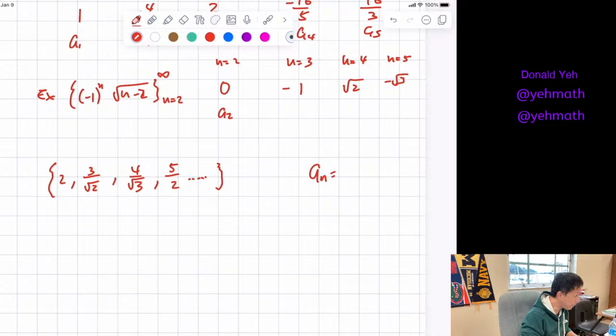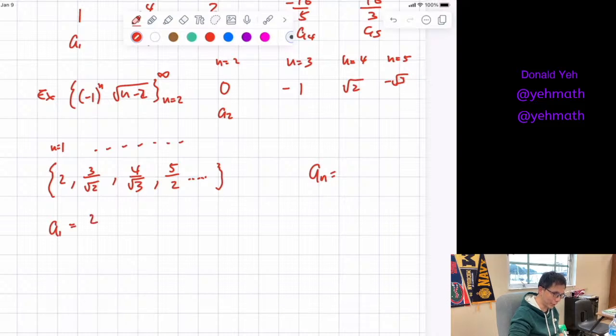You guys got it? Should be pretty easy. That's on one. Usually we start at the first term, right? Usually this is the first term, and dot dot dot. So how would you write it? You'd write it like this.